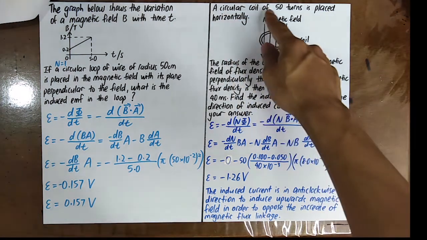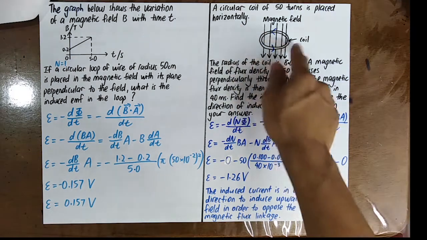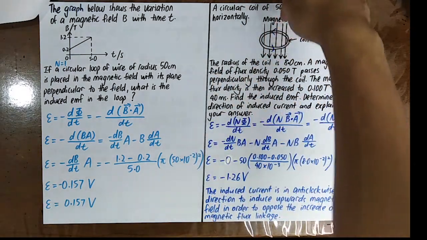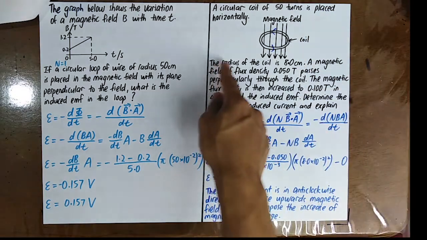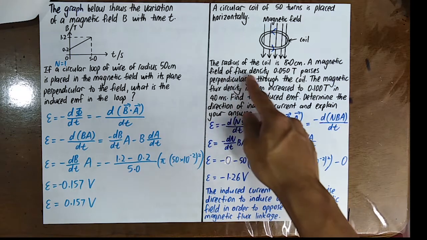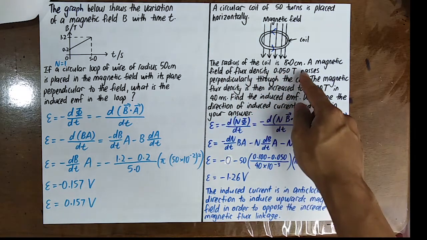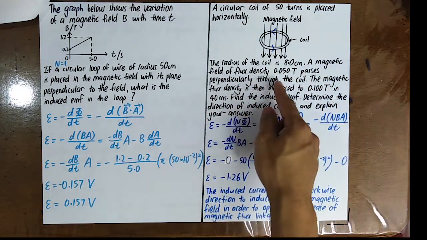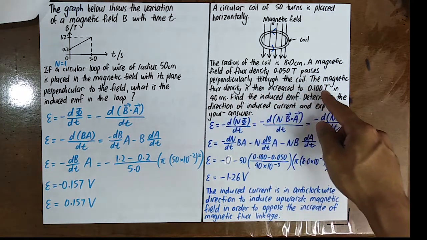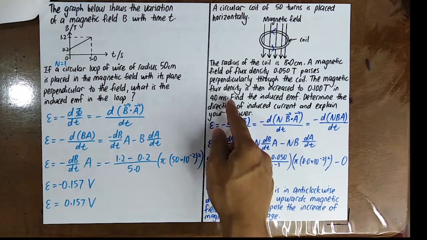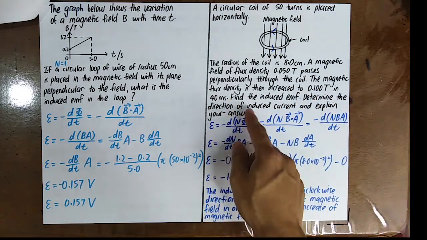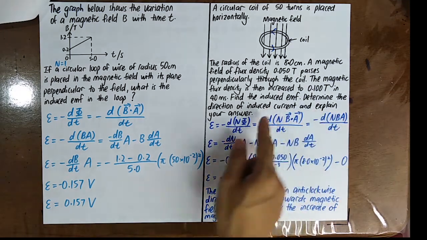A circular coil of 50 turns is placed horizontally. So this is the coil, and the magnetic field is in this direction. The radius of the coil is 8 cm. A magnetic field of flux density 0.05 Tesla passes perpendicularly through the coil. The magnetic flux density is then increased to 0.1 Tesla in 40 milliseconds. Find the induced EMF, then determine the direction of the induced current and explain your answer.